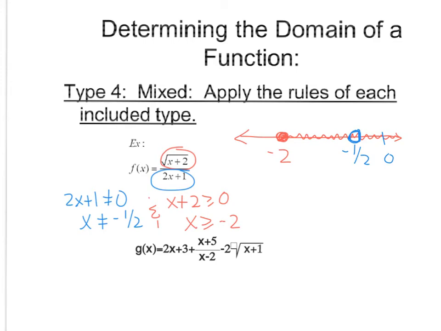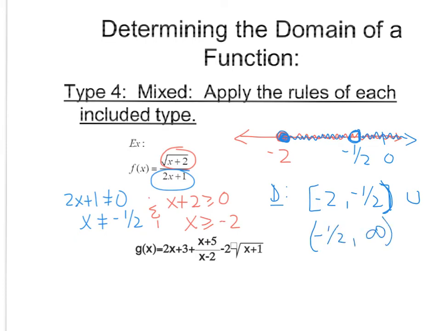So, with that in mind, our domain consists of everything from negative 2 up to negative 1/2, and then from negative 1/2 to infinity. So we have these two intervals. So my domain is from negative 2 to negative 1/2, parentheses, union negative 1/2 to infinity.